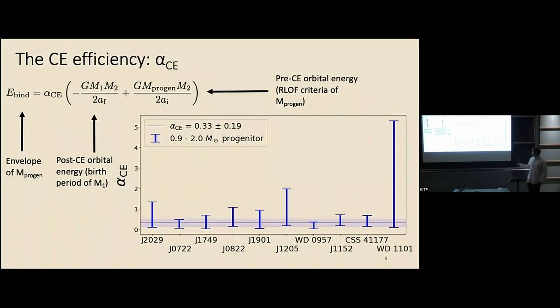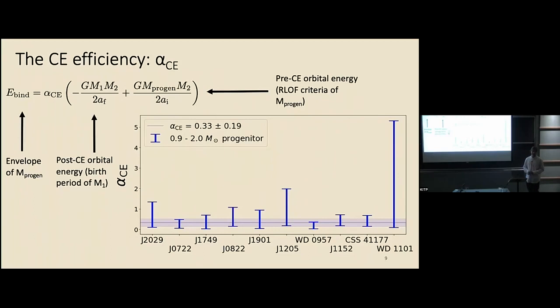And for each possible configuration, we can generate a value of alpha CE for these 10 systems. And the ranges in alpha CE, so between minimum and maximum values, are shown here. Minimum values tend to be around 0.1 to 0.2. Maximum values can vary a bit. Some are even above 1.